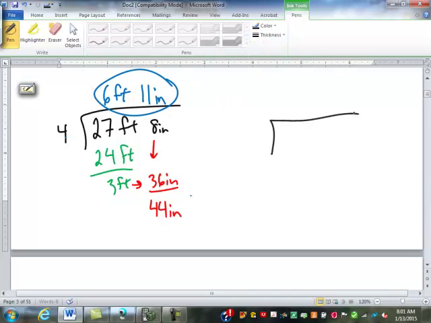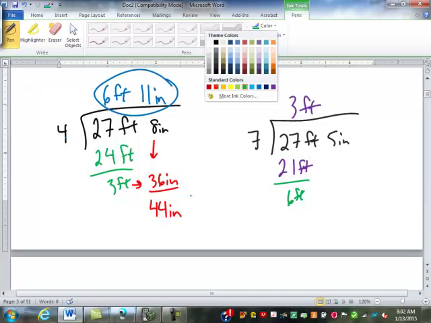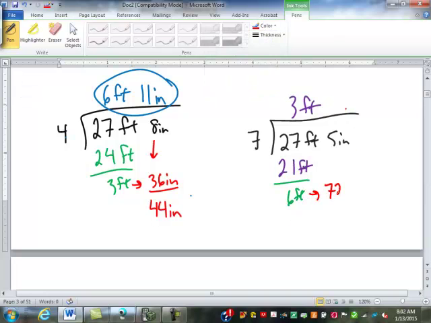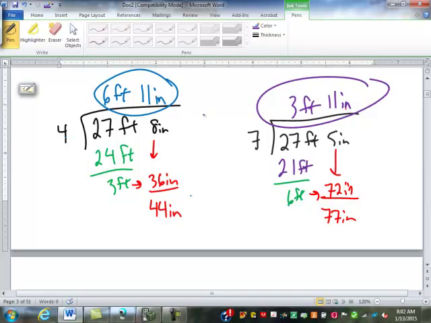Let's do one more of those. We'll divide this by 7. Let's do 27 feet, 5 inches. 7 goes into 27 how many times? 3. 3 times 7, 21 feet. Leaving us with 6 feet. How many inches is that? Say 72. Bring down the 5, we have 77. Divided by 7, 11 inches. So 3 feet, 11 inches.